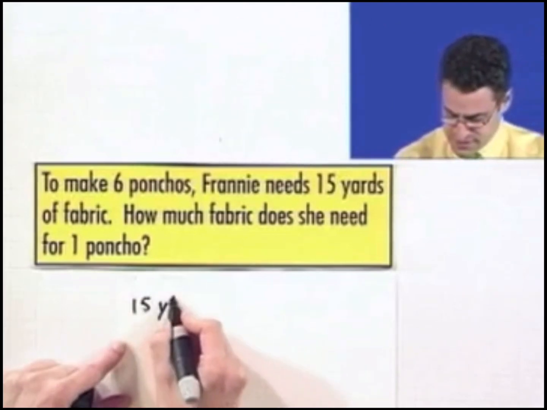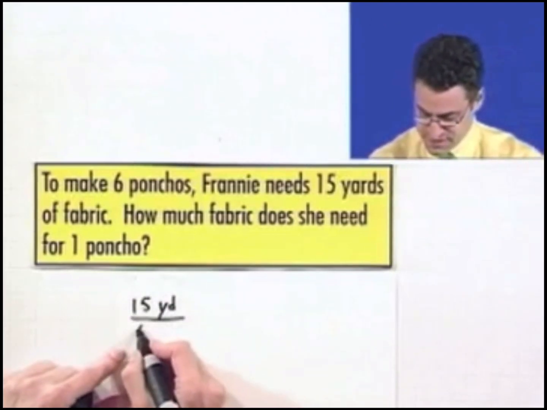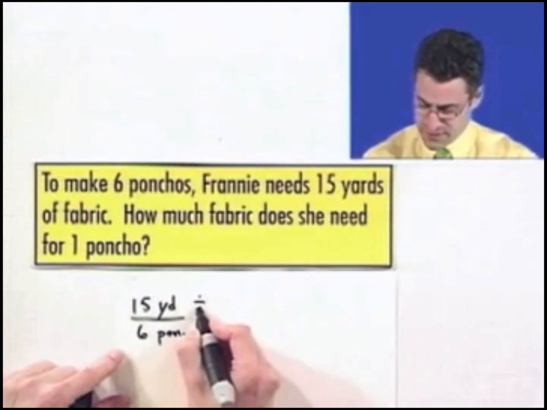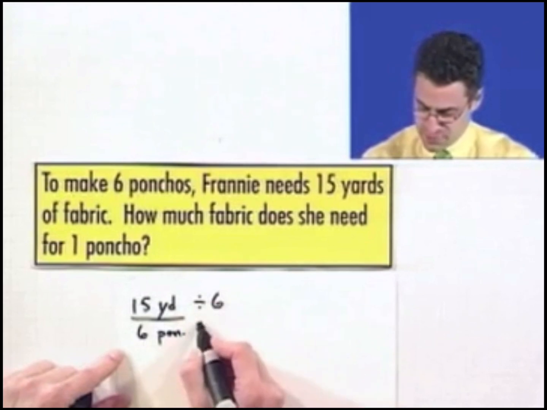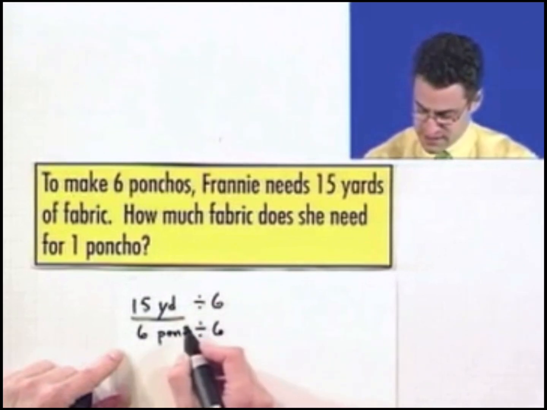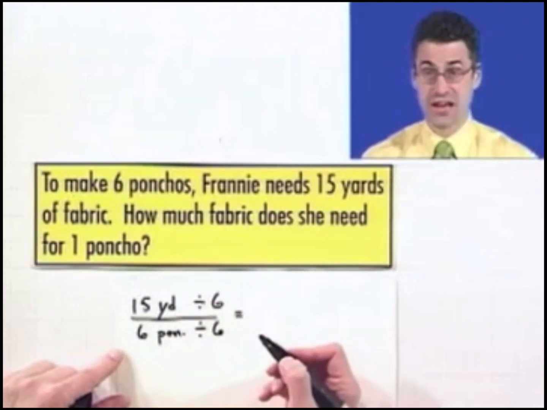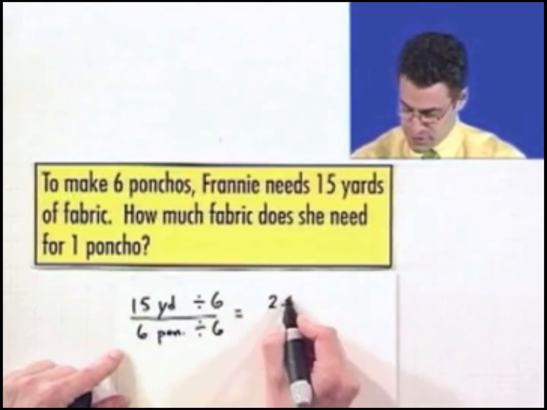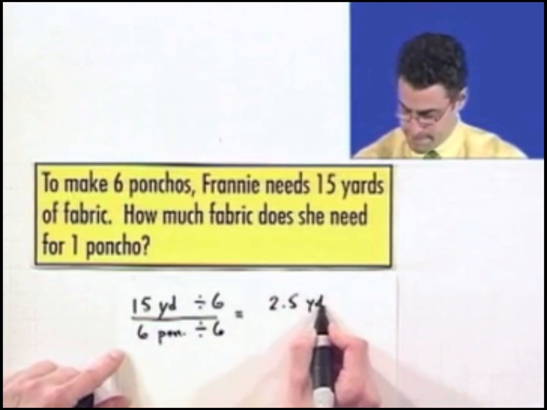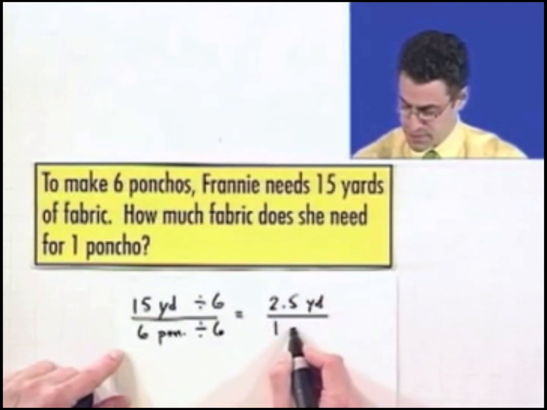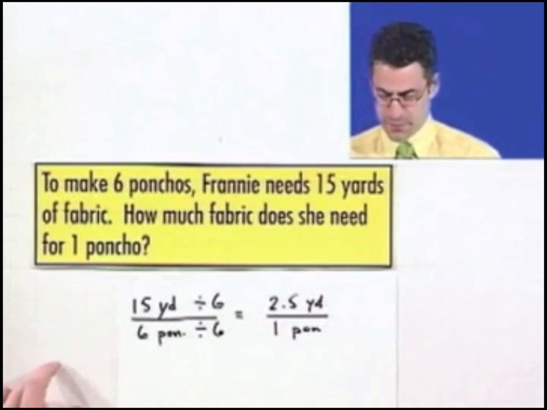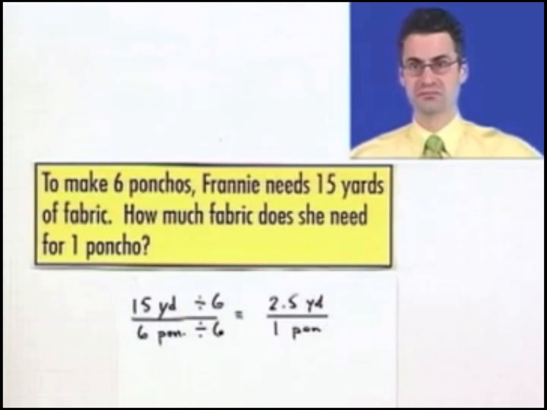We see 15 yards produces 6 ponchos. And so now, to find the unit rate, I'm going to take the numerator and denominator and divide them both by 6. Doesn't change the ratio. And in the numerator, I see 2.5 yards. In the denominator, I see 1 poncho. So I need 2.5 yards of fabric in order to produce 1 poncho. Awesome.